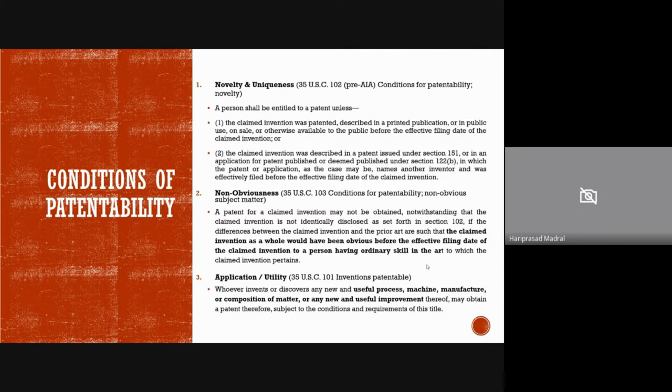The second one is non-obviousness. In this non-obviousness process, a patent for a claimed invention may not be obtained if the person skilled in the art, the ordinary person who has that specific skill, has done it already, has invented it already. Then the invention should not be found to be an obvious thing.